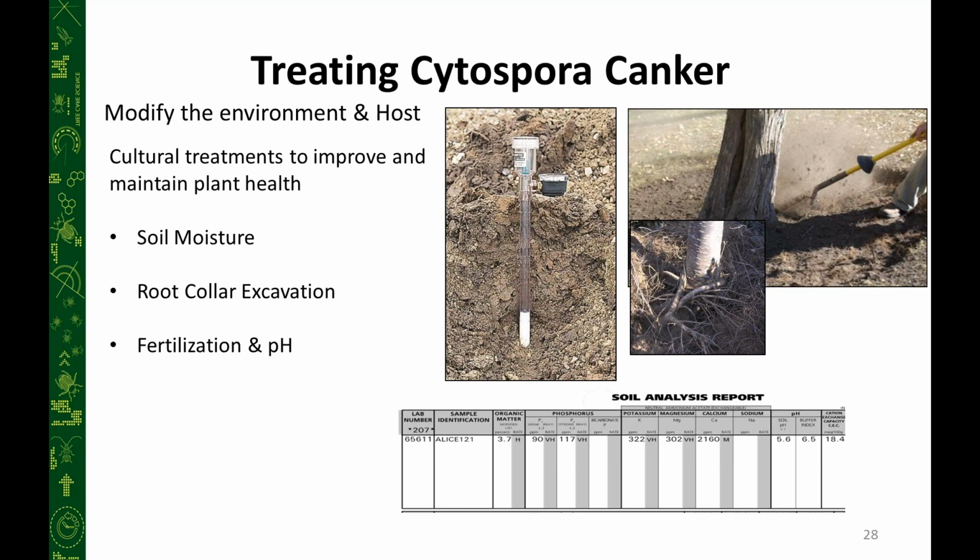So we have a tree that is growing in this clay soil that has wet feet throughout the spring. Then it gets hot, and it gets dry. As we know, that clay soil can dry out really quickly, and then become almost hydrophobic in some cases. So we're dealing with these issues that these trees are growing in. The soil moisture is a huge issue. Of course, root collar excavation, and then proper fertilization and adjusting pH are going to be huge.